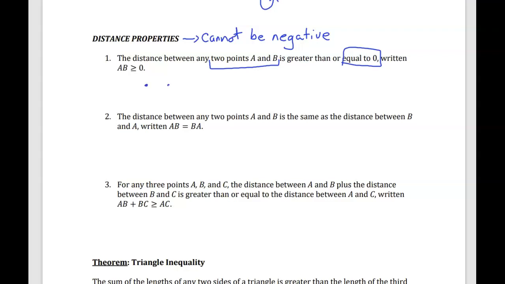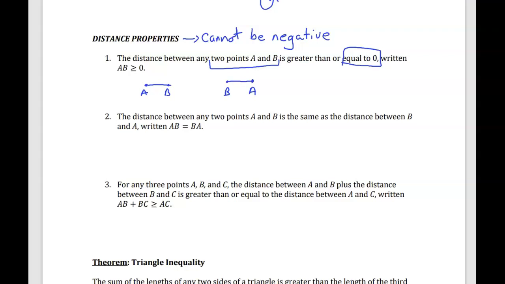So if I have any 2 points, A and B, the distance between those two has to be greater than or equal to 0. It doesn't matter if I draw them this way. Their distance between each other is still greater than 0, because again, we're not talking about direction, we're just talking about how far they are from each other.